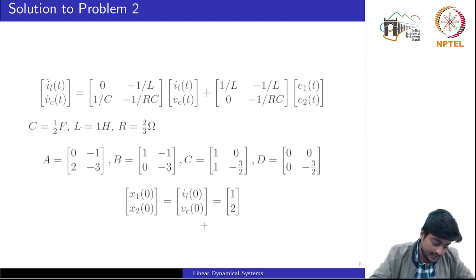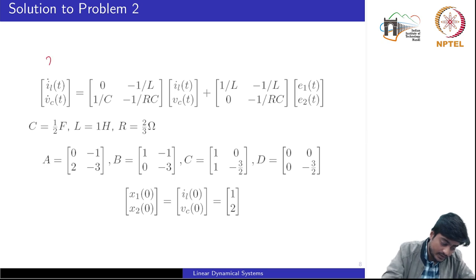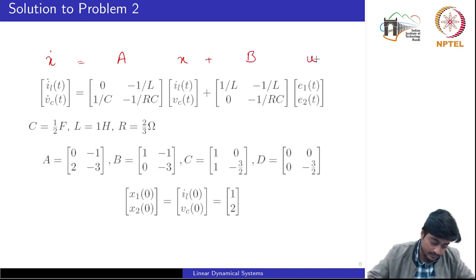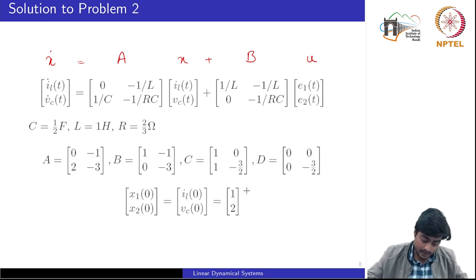So again, writing the state space equation in a similar form, where we have x dot equals A x plus B u, and putting in the numerical values specified in the problem itself, we obtain the A, B, C, D matrices as these, and the initial conditions are also provided to us.